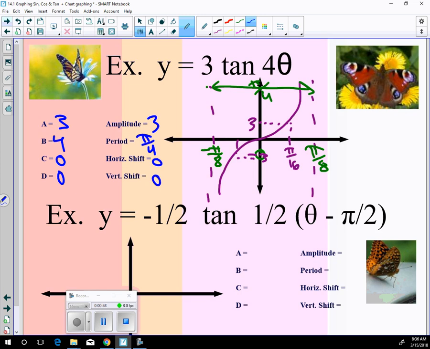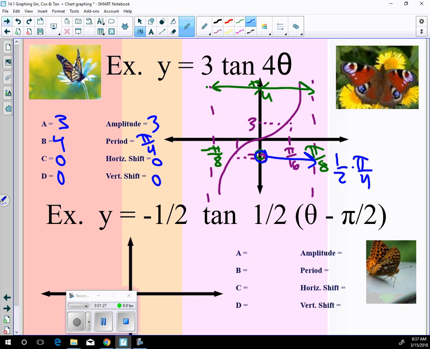So we did this example. We found 3 tangent 4 theta. 3 was my amplitude. Period is pi over b. In this case, b is 4. No c, no d. And when I drew that tangent, purple line, the period from asymptote to asymptote was pi over 4. So we start at 0 and we go half of the period, which was pi over 4. So that's where I got pi over 8. And then I put the negative pi over 8.